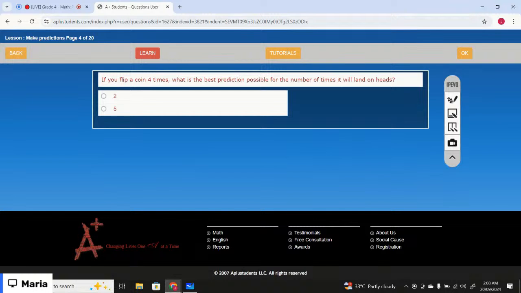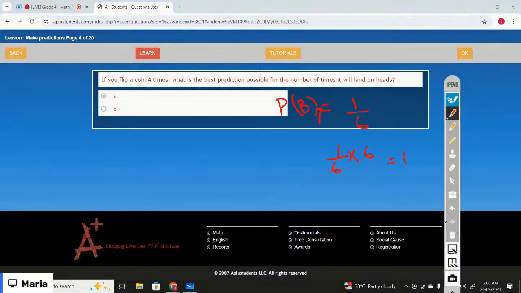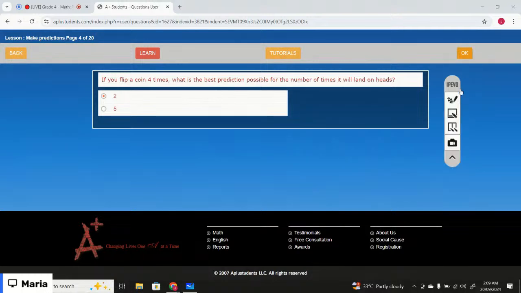If you flip a coin 4 times, what is the best prediction possible for the number of times it will land on head? 2 it is. The probability of head is 1 over 2, right? Because you did that 4 times, so you need to multiply it by the 4. So that is 2. Option number 1 is the correct option. Very good.